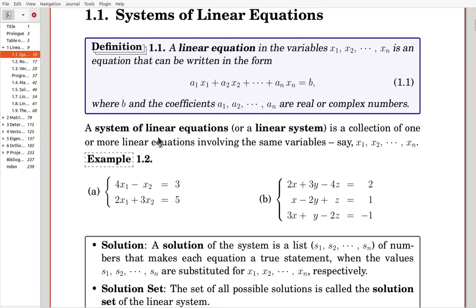A system of linear equations, or simply a linear system, is a collection of one or more linear equations involving the same variables, say x1 to xn. Part A here is a linear system having two variables, x1, x2, and on the right side, this is a linear system of three equations of three variables, x, y, z.